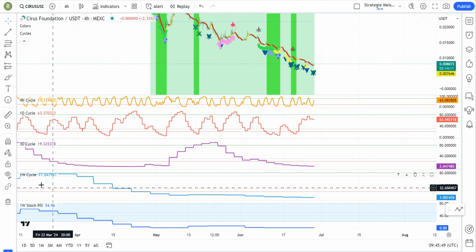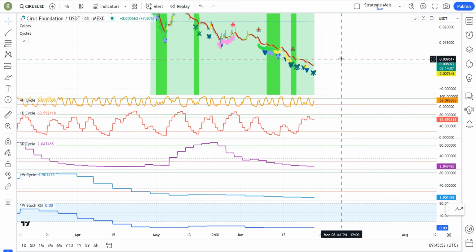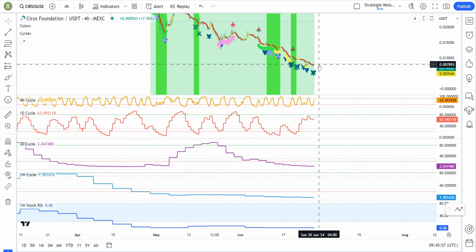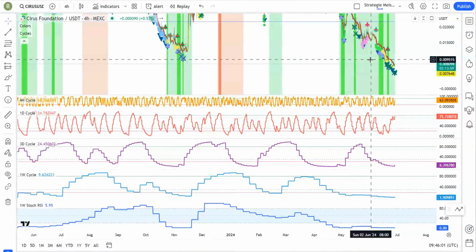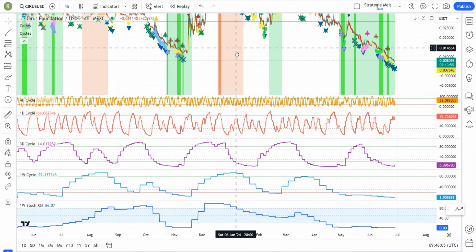Now, the weekly Stoch RSI, the weekly cycle, and the 3-day cycle are all below 20. And what we have to do is wait until the daily cycle comes below 20 to have what seems like a perfect buying opportunity. Now, it might be a great buying opportunity. However, the risk here is much higher. And let me explain why.